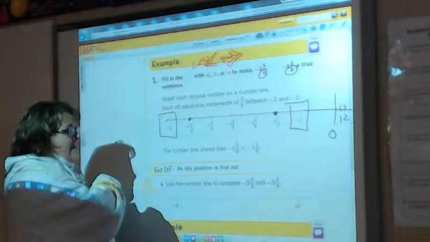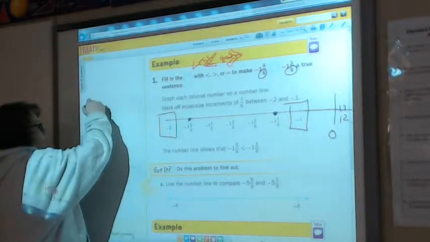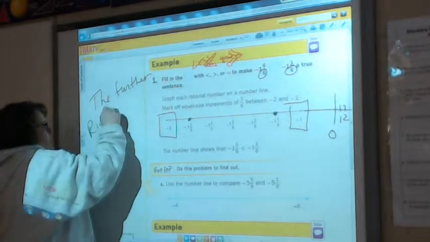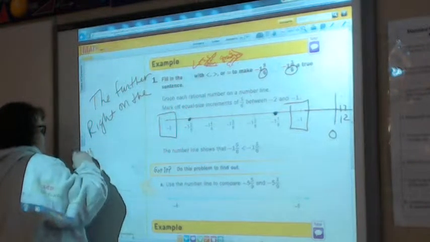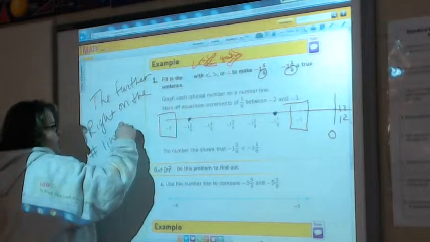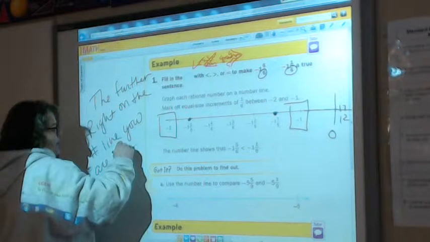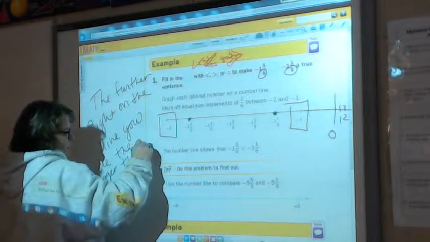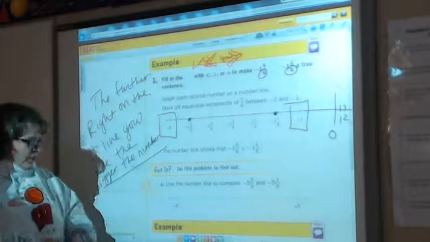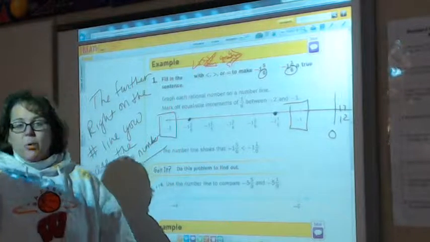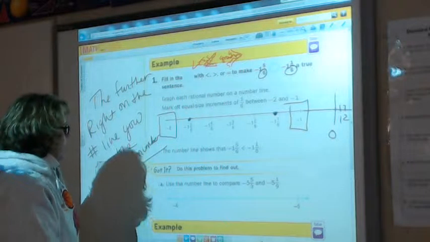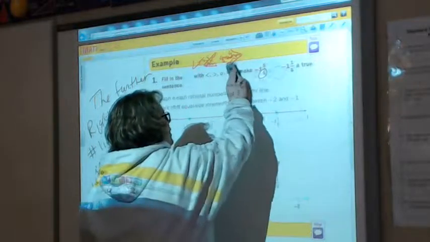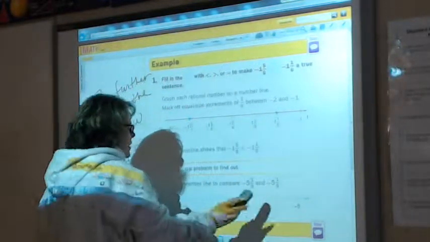So the idea is, on a number line, the further right you are, and you might want to write that down, the further right on the number line you are, the bigger the number. You want to make sure that you have that written down, because that's going to be very important, okay? Once you have that copied down, if you need to pause your computer to copy it down, please do that. We're going to move on then to example 8.